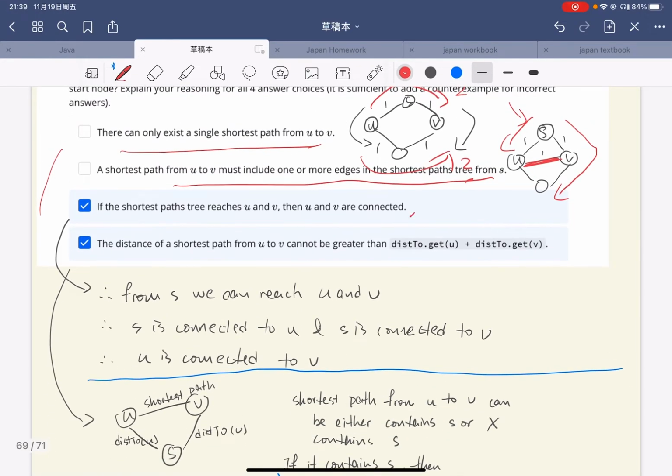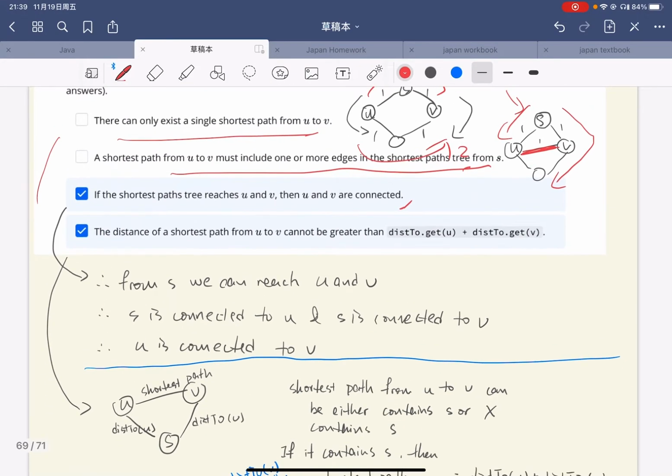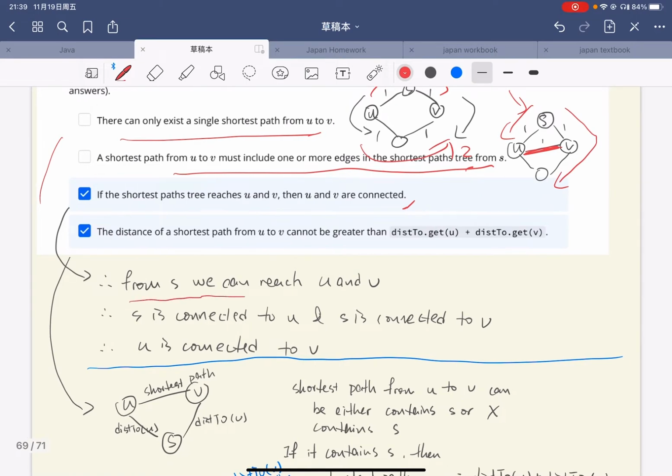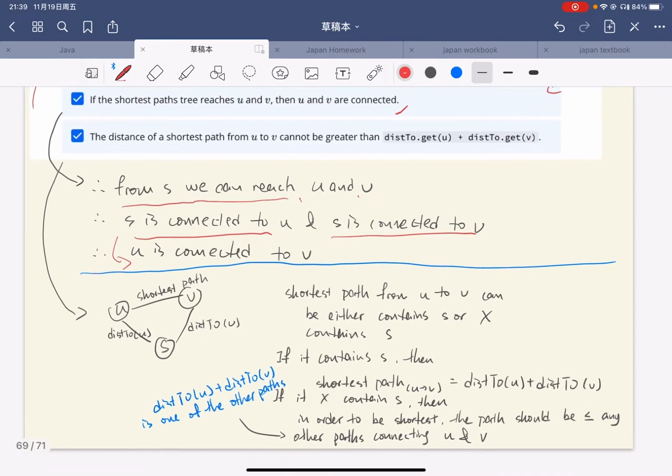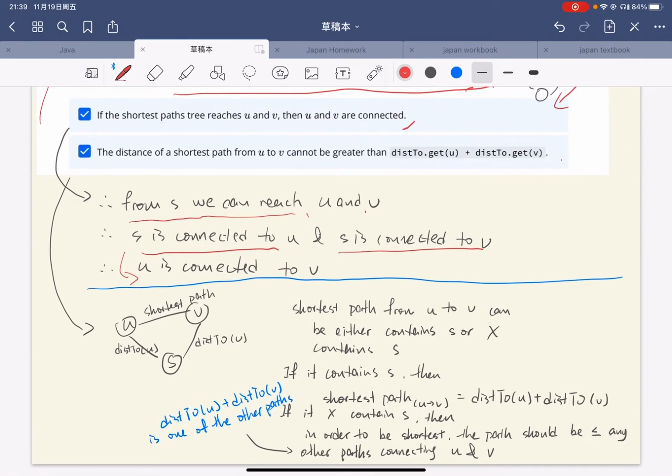And the third one is true, because from S we can reach U and V. Therefore, S is connected to U and S is also connected to V, then we can get that U is connected to V.